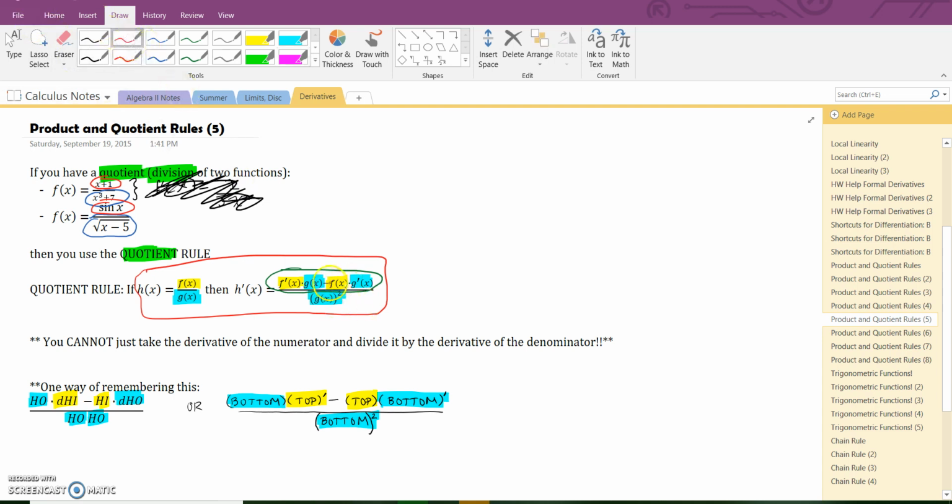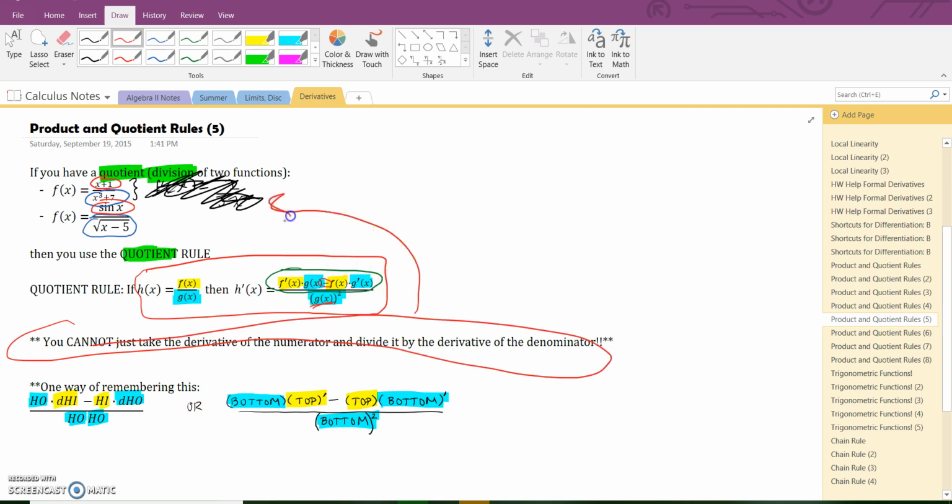And because for subtraction, order matters, f prime has to come first. You start with the derivative of the top, the regular denominator. Then you subtract the numerator times the derivative of the denominator all over your denominator squared. This is what I was saying up here. Can't just divide the derivative of the numerator by the derivative of the denominator. You have to follow the rule.